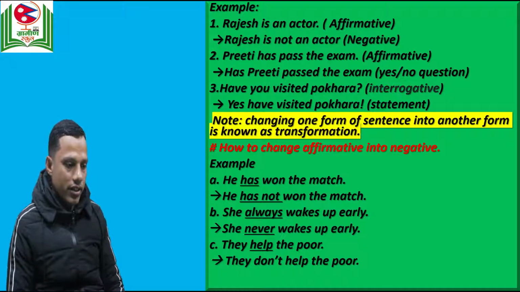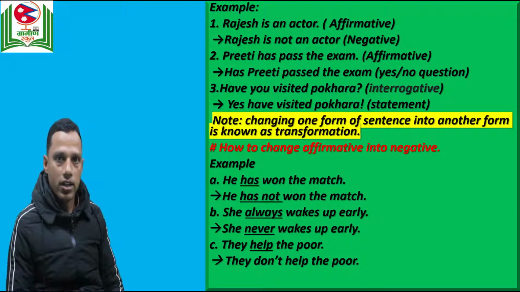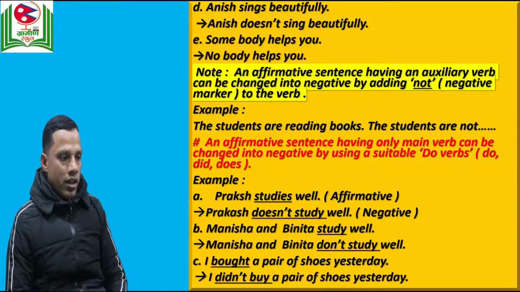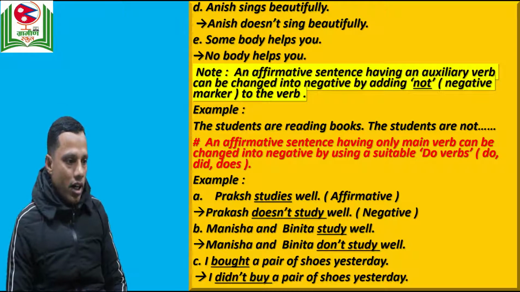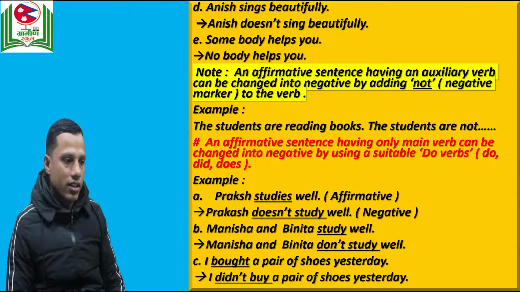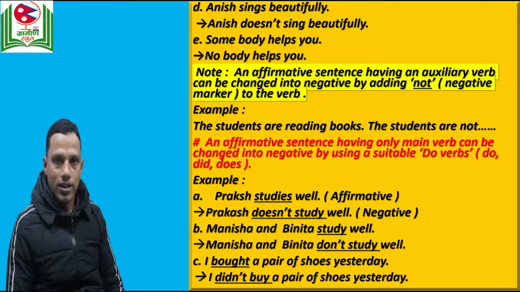Number C, they help the poor. It can be changed into negative as they don't help the poor, right? Number D, Anish sings beautifully. This can be changed into negative as Anish doesn't sing beautifully. The last sentence we have in number E, somebody helps you, and its negative is nobody helps you.